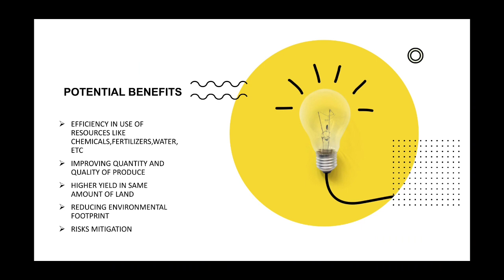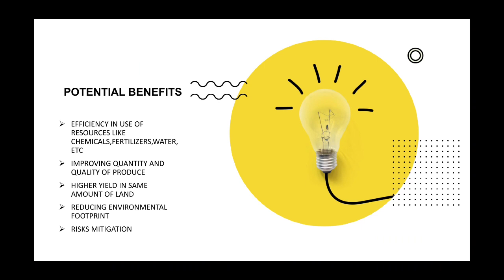Efficiency in use of resources like chemicals, fertilizers, water, etc., and improvement of the quality and quantity of production, which leads to higher yield in the same amount of land, which reduces the environmental footprint and the reduction of mitigation. These benefits add a tremendous amount of value to the production process due to the increased yields that are the direct result of integration of this technology.